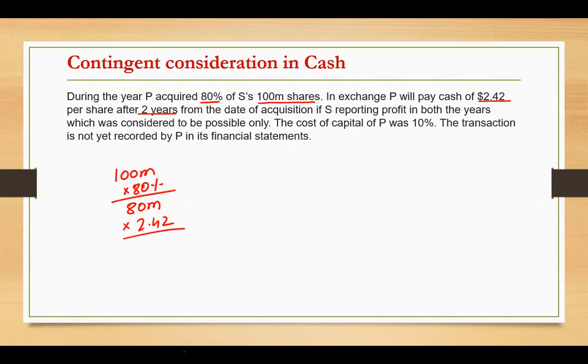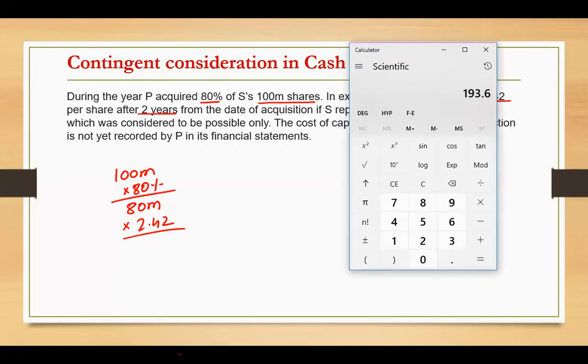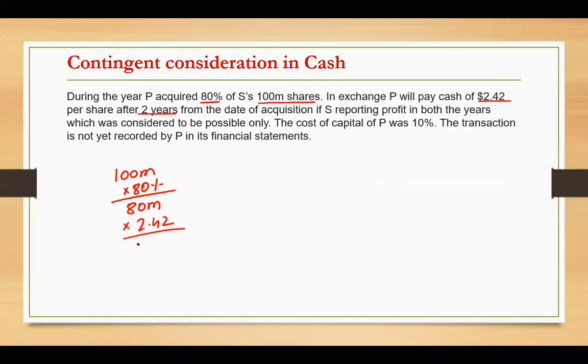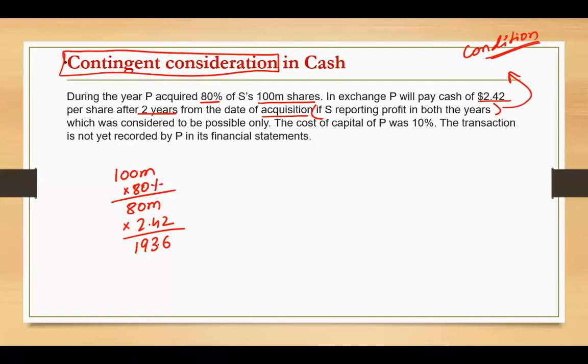So $2.42 after how many years? 2 years. So this will give us a value of what we had calculated, 80 million into 2.42, which is going to be $193.6 million from the date of acquisition if subsidiary made profit for both the years. So this is the condition that needs to be met in order to get the consideration. So conditional consideration is what is called contingent consideration. So maybe we are going to pay this and maybe we are not going to pay this.